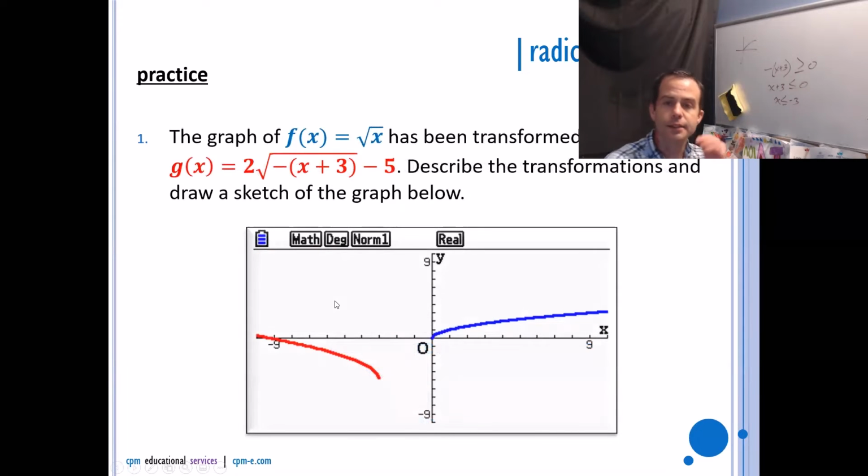Okay, and then this is the graph. The blue graph here is the root of x, and then the red graph is the result of the new function. So it's 2 root of negative x plus 3 minus 5. You can see that I have flipped it horizontally. I've moved it 3 to the left, 5 down, and there's also a stretch there. So it's growing, it's kind of growing quicker there.